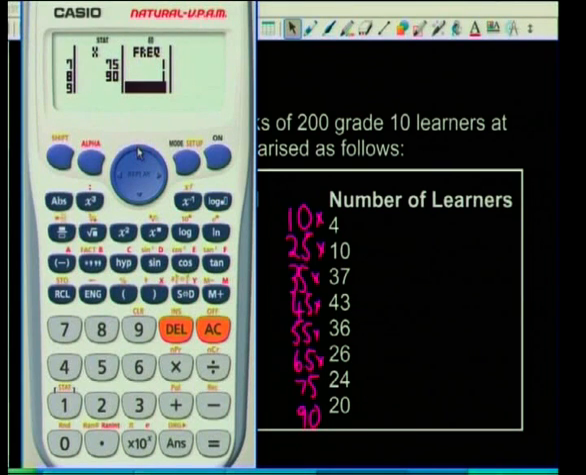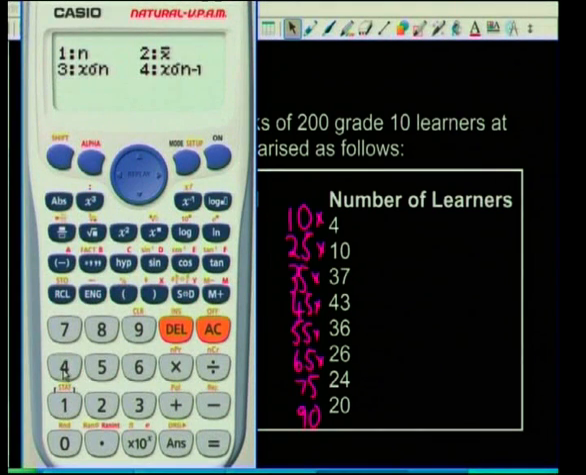Okay, so let's go right back to the top. Right, so I'm at the top. Now, in the frequency column, I'm going to enter the frequencies. So I'm going to say 4 equals, 10 equals, 37 equals, and remember to put the right ones together. You can't just randomly enter anything. 36 equals, 26 equals, 24 equals, 20 equals.